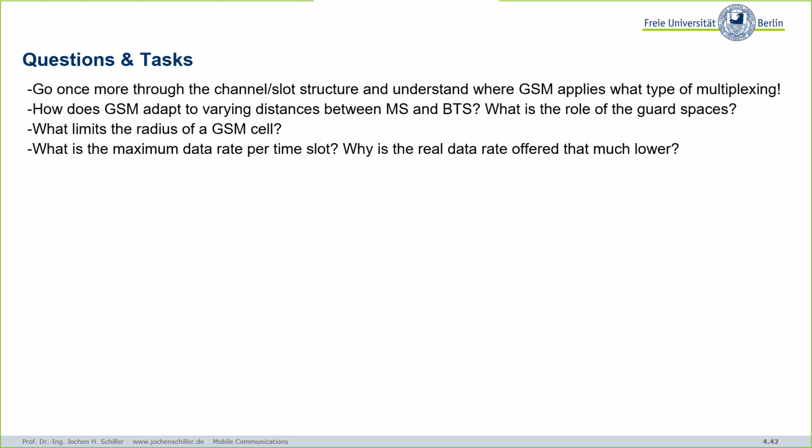Okay, back to the real systems. So adapting to distances. You should understand how this works. What is the role of guard spaces? How can we adapt to distances? Because we will compare this then also with the third generation later on.